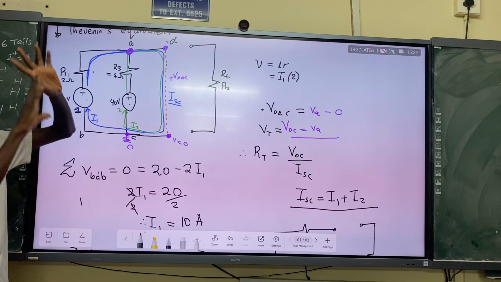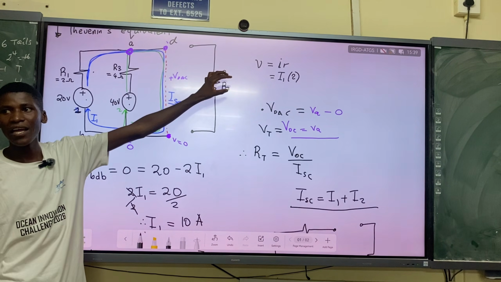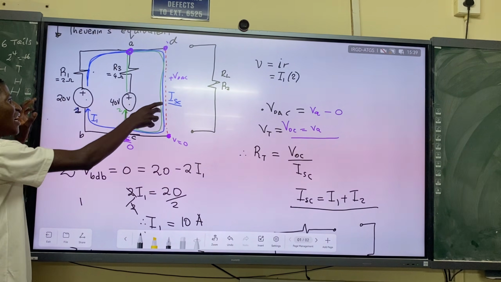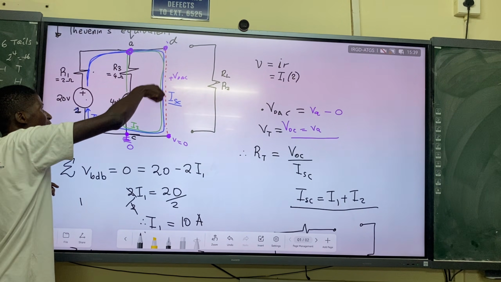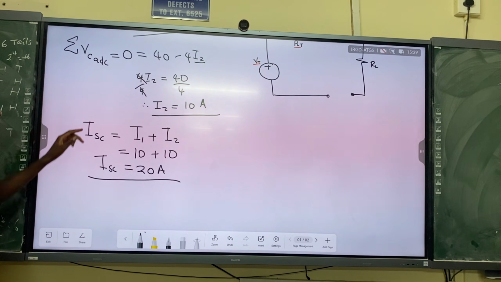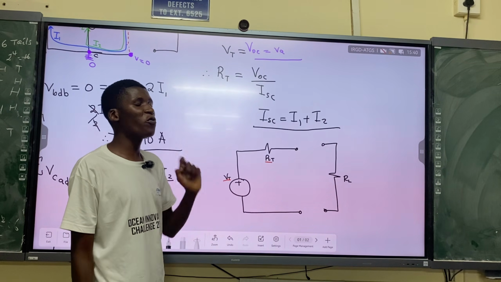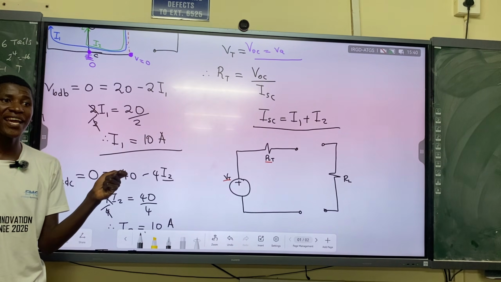It's not really the total current of the circuit per se, but just for this combination, this ISC is the sum of I1 and I2. So now we've got ISC, we now need VOC, which is the open circuit voltage.